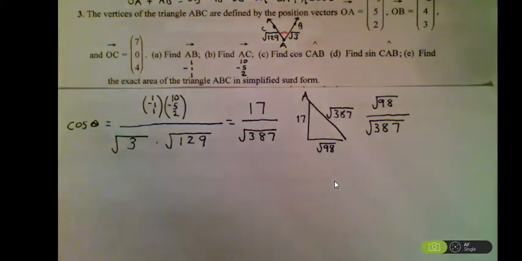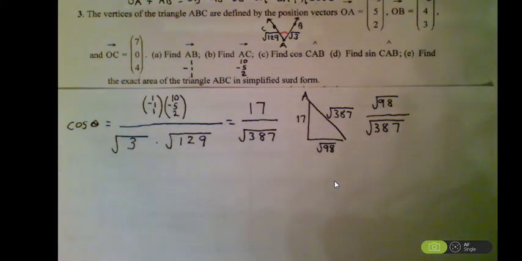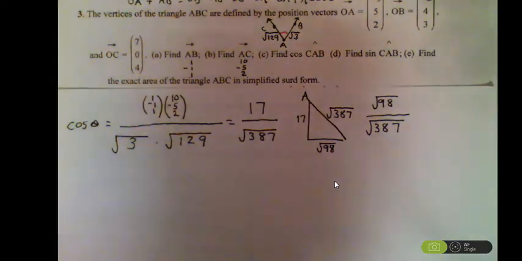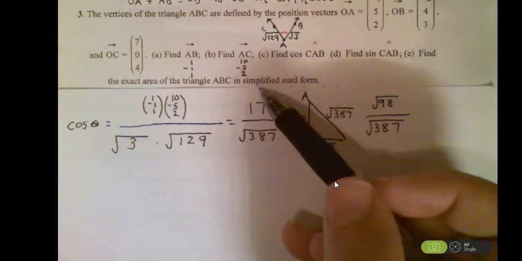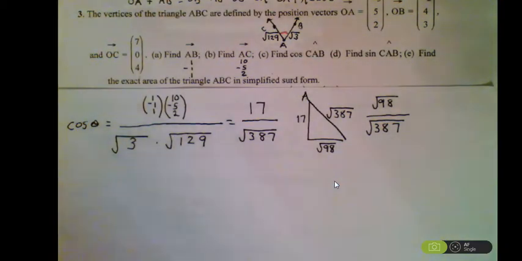So it's really important that you pay attention to those directions. I can't get a decimal on this. Not only can I not have a decimal, but I also need this in simplest radical form. So we've got to do as much clean up as possible and leave it in exact terms.